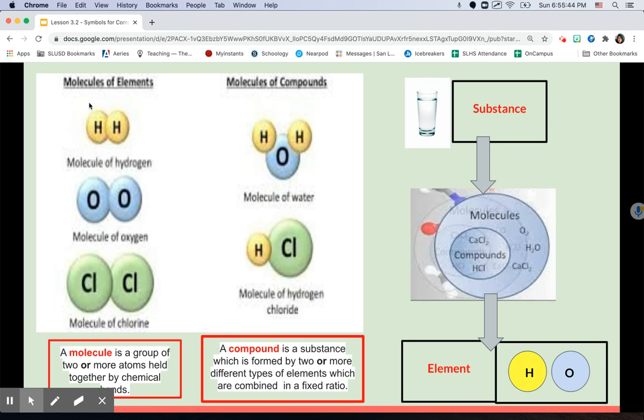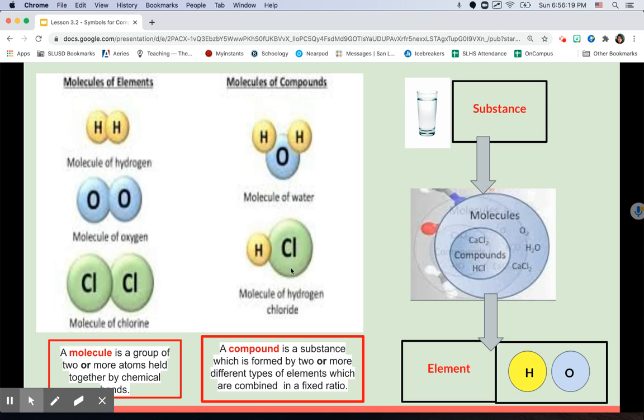Okay, so you might notice that molecules can be made of the same elements as long as they're combined or bonded together chemically, right? So even though these two elements are the same, they're both H's, they're combined chemically, so we can consider that a molecule. A molecule is a group of two or more atoms held together by chemical bonds. That's the formal definition. So as long as I have two elements, they could be same or different, and they're combined together, that is a molecule.